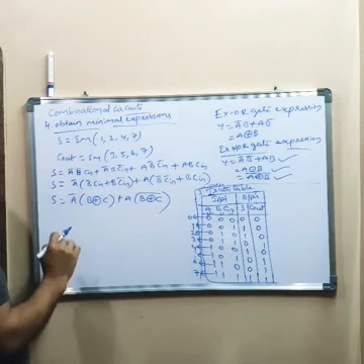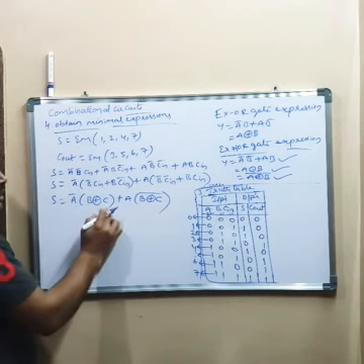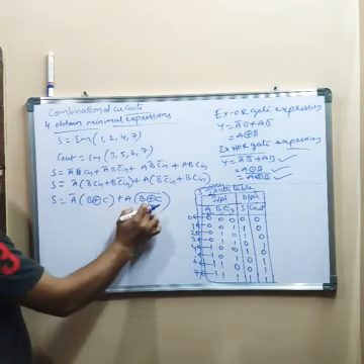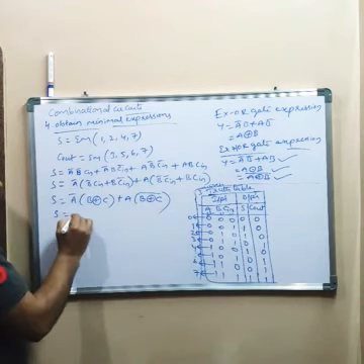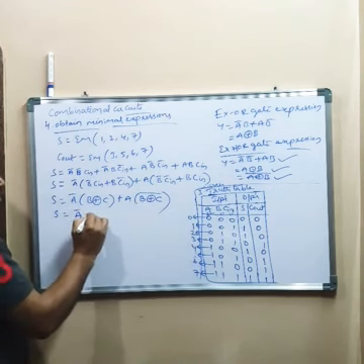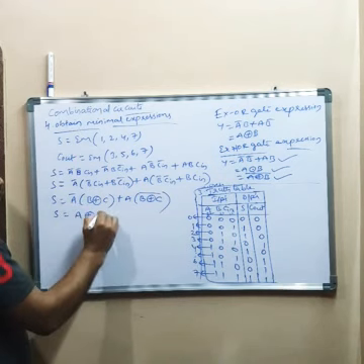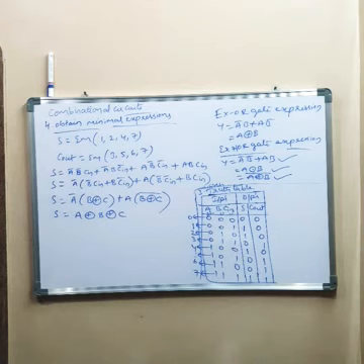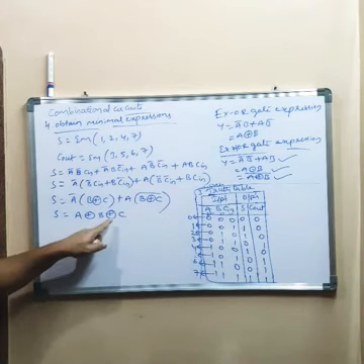Now the expression is in this form. Look here: you treat A bar B plus A B bar as a single variable. Finally you can write this as A XOR B XOR C. The expression for sum is S equal to A XOR B XOR C.